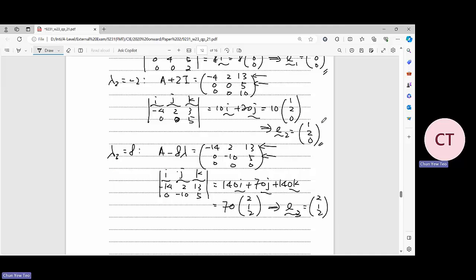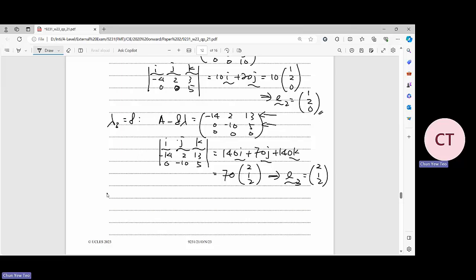Just like that. From the eigenvectors that we have, you can group them together. Your P will be E1 is (1, 0, 0), E2 is (1, 2, 0), and then E3 is (2, 1, 2). That will be your P.